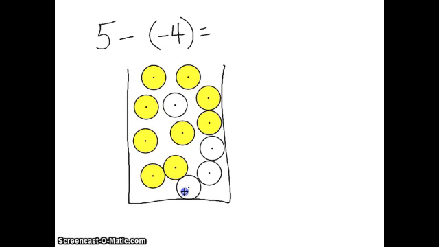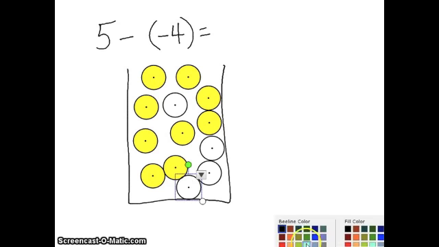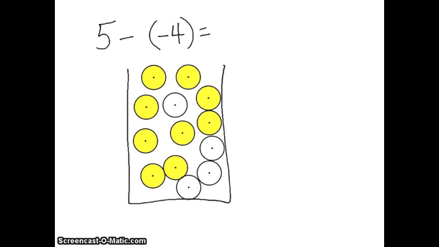I'll move you over here. There's just a little bit of room over there. And I'll make some more of them negative. 1, 2, 3, 4. So now we have positive and negative, 2 positives and 2 negatives, one more positive and one more negative. So we still have a total value of 5 in the jar, even though there are some negatives here.